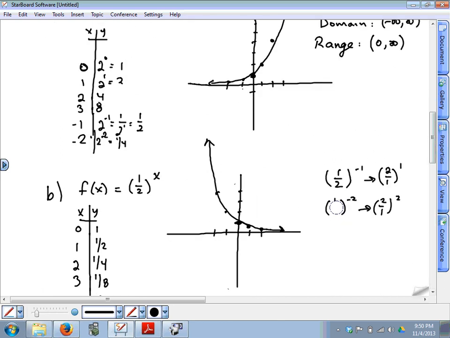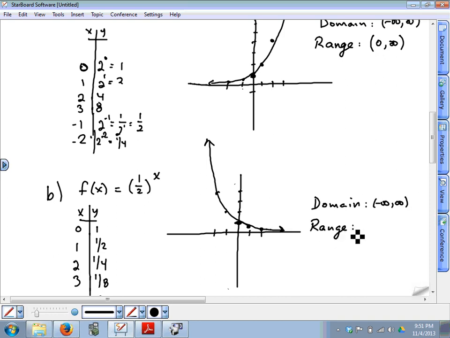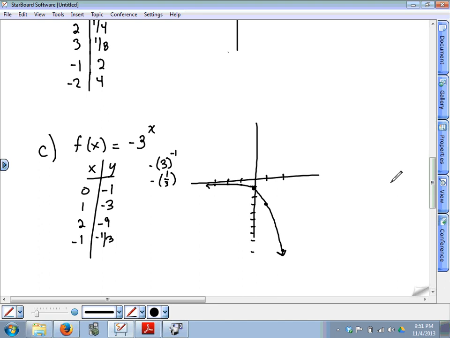For part B, domain is the same. Negative infinity to infinity. Range is also the same. Parentheses 0 to infinity. Now part C, domain is the same. Domain is going to be the same for any exponential function. All exponential functions have a domain of negative infinity to infinity.